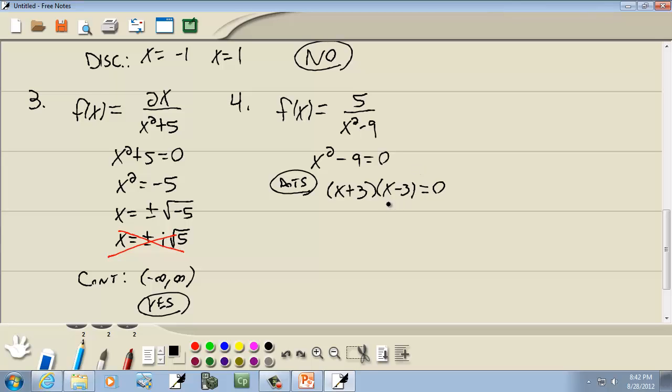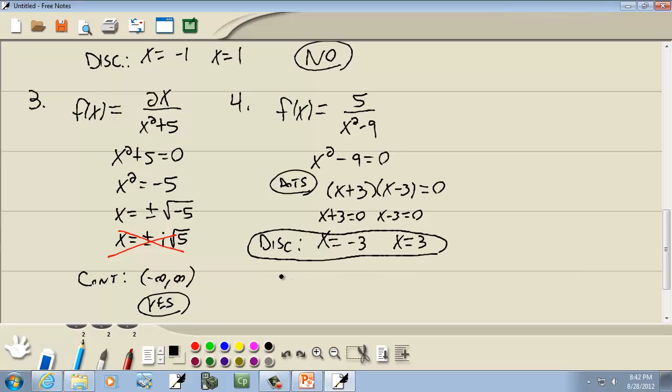Well, the square root property says if you get 0 on one side and you factor the other side, you're going to set each factor equal to 0. So set x plus 3 equal to 0 and x minus 3 equal to 0. And we get negative 3 and positive 3 for our answers. Well, that's where it's discontinuous. But the main question was, where is it continuous? So that's where it's discontinuous.